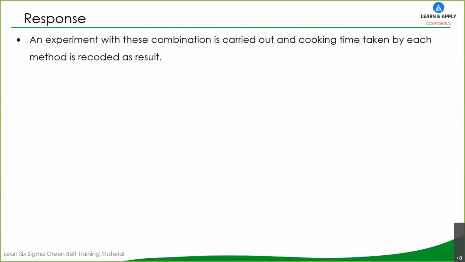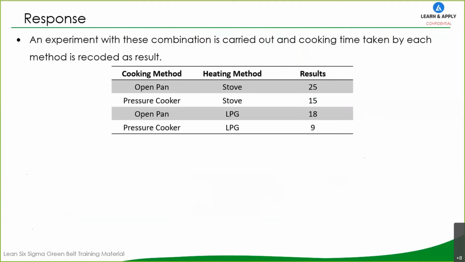And now next go to the response. An experiment with these combinations is carried out, and cooking time taken on each method is recorded as a result. So what's the result here? We are looking for cooking time. This is the result in which we are interested, right?